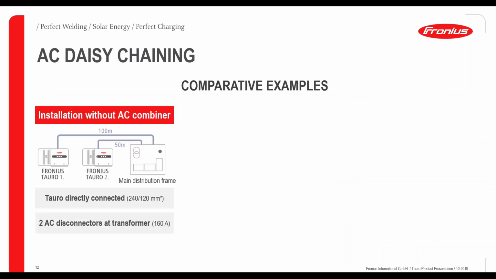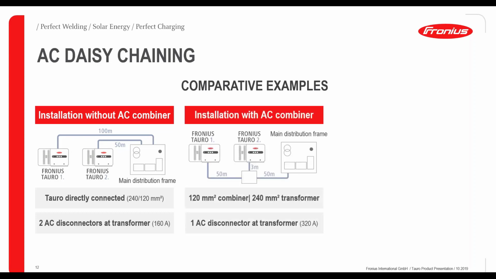Yeah, I quickly want to show you this comparative example here, just to make it a little bit more understandable. So in this installation, we would have 200 kilowatt devices connected with 240 square millimeter cables to the main distribution frame. Yes, 240 square millimeters are possible with the Fronius Tauro. And of course, with this, we have a lot of cables, and 2 AC disconnectors would be necessary.